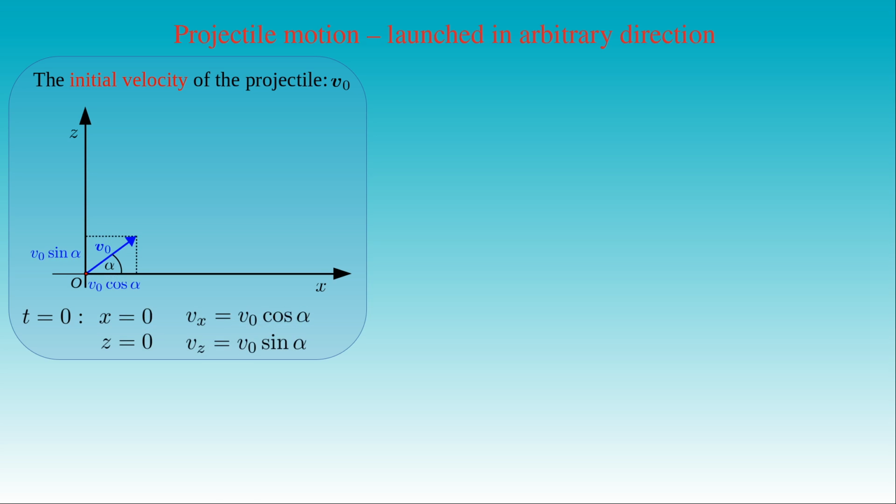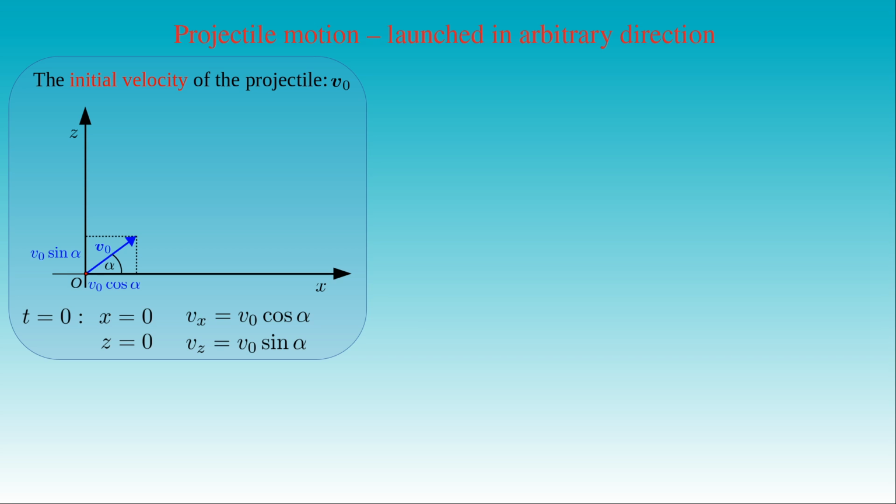The launched body moves in the vertical plane of v0, and we choose it as the plane of the two-dimensional Cartesian coordinate system. We pick the point of the launch as the reference point O, and we attach the coordinate axes to it, so that the x-axis points in the horizontal direction and the z-axis points upwards. The initial condition for the projectile at t equal to 0 is the following. The x and z coordinates of the projectile are 0, and the x and z components of its initial velocity are given by v0 times cosine alpha and v0 times sine alpha, respectively.